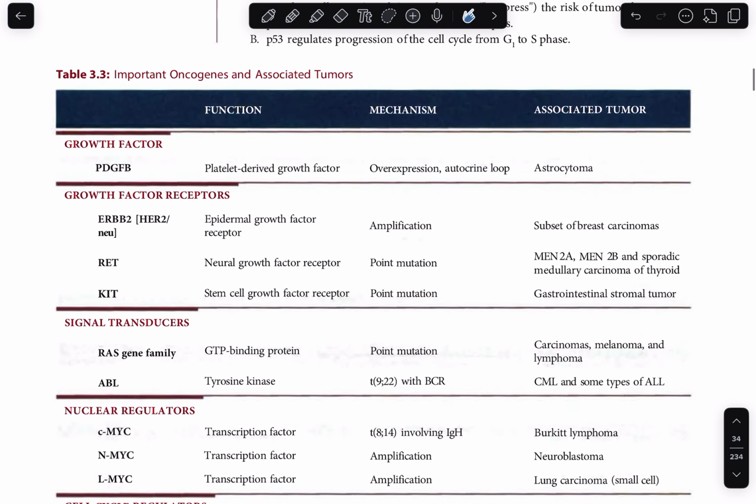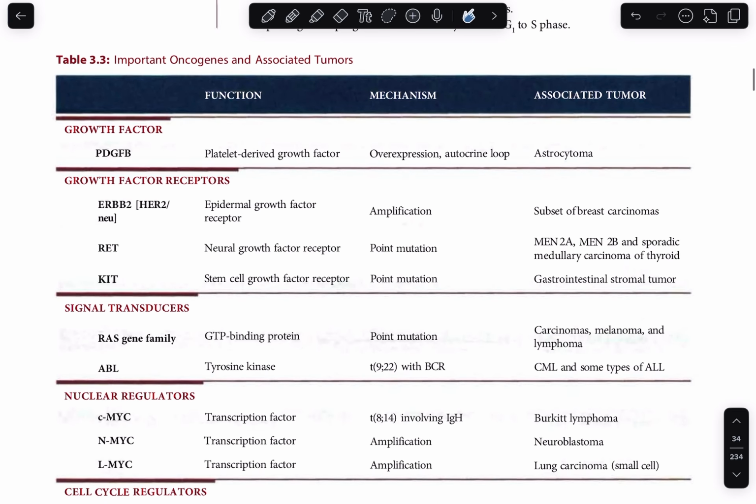Right, so we have another table, and we have the factor of the receptor. The first column would be its function, then its mechanism, and then the associated tumor. First is the growth factor section. We have PDGFB, the platelet-derived growth factor. Its mechanism is overexpression, autocrine loop, and it is associated with astrocytoma.